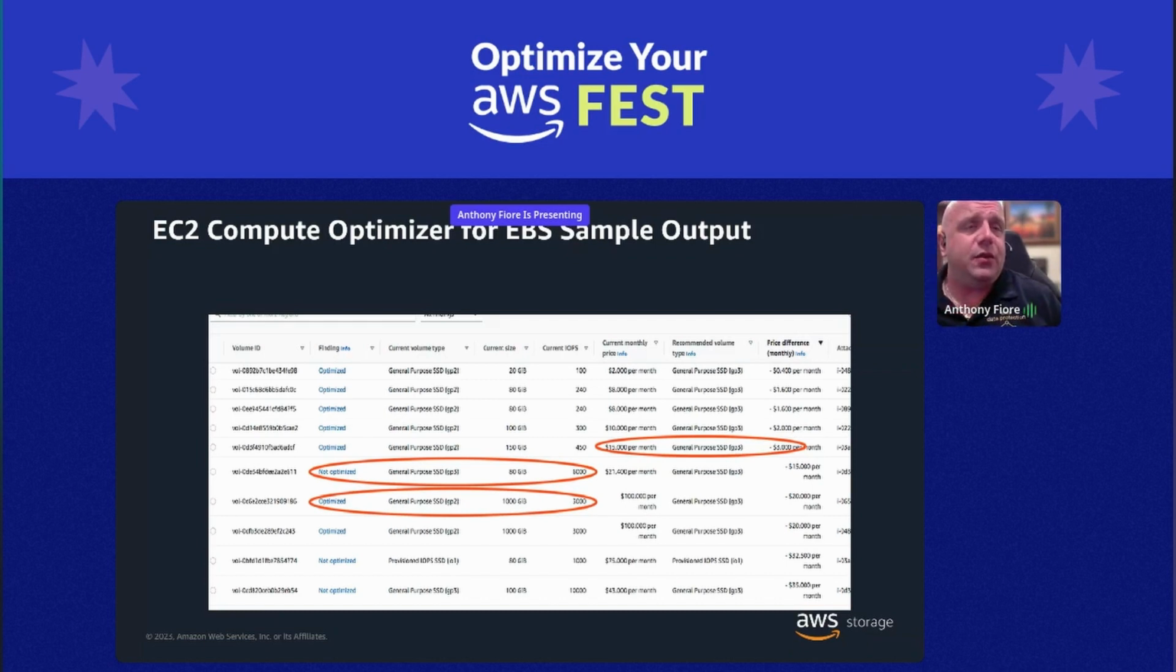This is in addition to the standard EC2 Compute Optimizer. I know we're talking storage today, but from a compute perspective, making use of EC2 Compute Optimizer can also make sure that you're right-sized properly on your compute instances as well. So this is a good start.